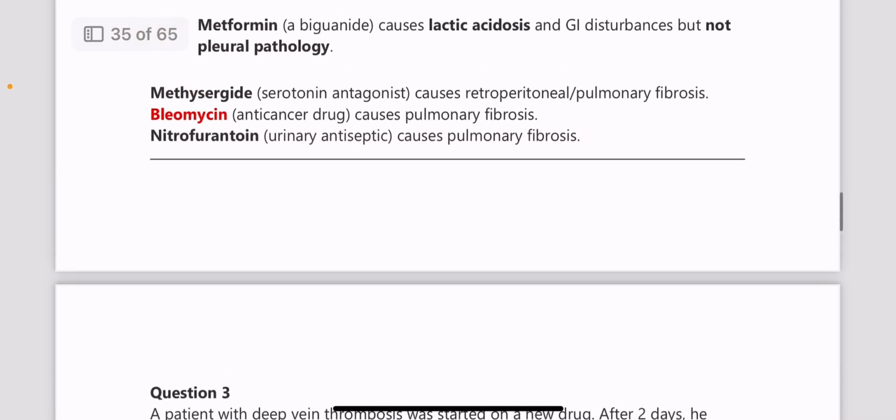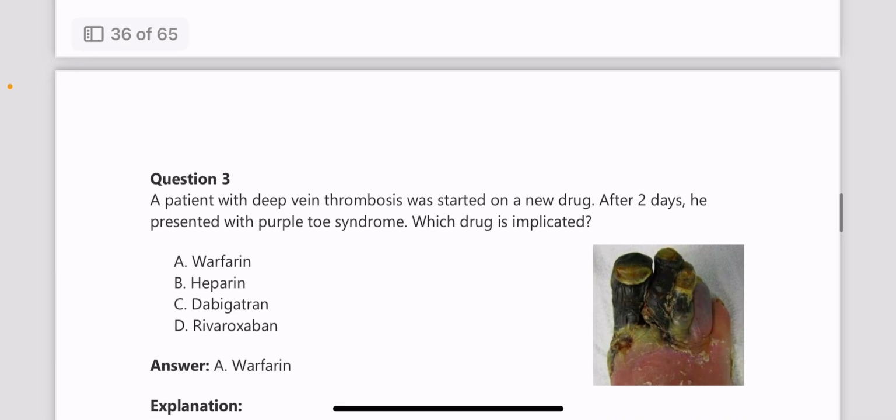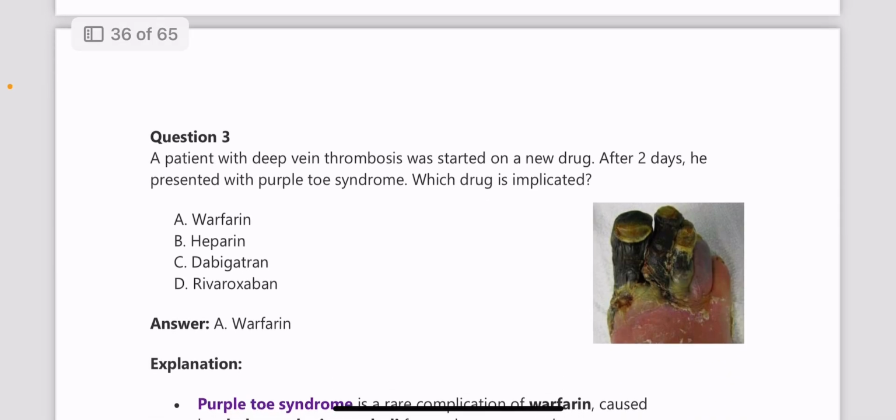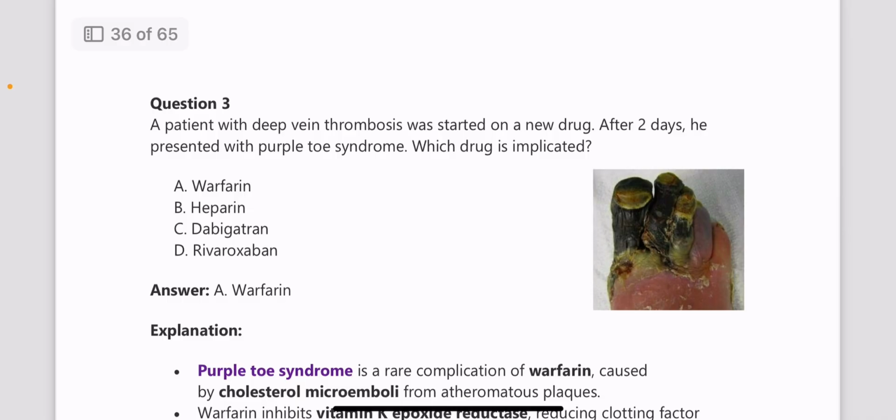And another very important drug is bleomycin, which causes pulmonary fibrosis and flagellate dermatosis, and it is an anti-cancer drug. Next question, a patient with deep vein thrombosis was started on a new drug. After 2 days, he presented with purple toe syndrome. Purple toe syndrome, very, very important.